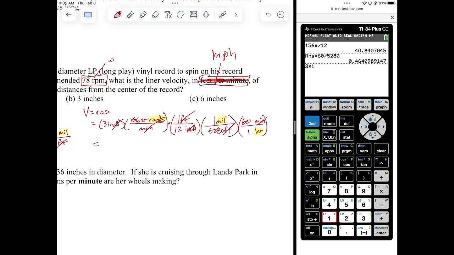3 times 156 pi divided by 12 divided by 5280 times 60. I just go from left to right. You can do all in the top and then divide it by all in the bottom, whatever you want to do, as long as if it's in the bottom, you're dividing, and in the top, you're multiplying. So you hit enter, and you get 1.392 mph. He's going a little faster.